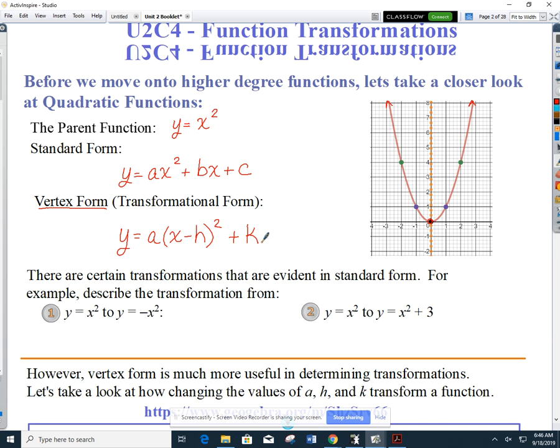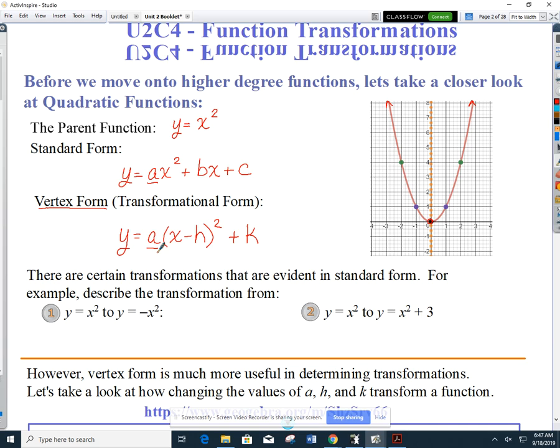Now, the a value over here does tell you a lot about your graph. It tells you all the same things that a told you in standard form. So if a is negative, it's going to reflect over the x-axis, so the graph would open downward. Another thing that a does is called vertical stretch and vertical compression. In this course, we are not going to study horizontal stretch and compression.